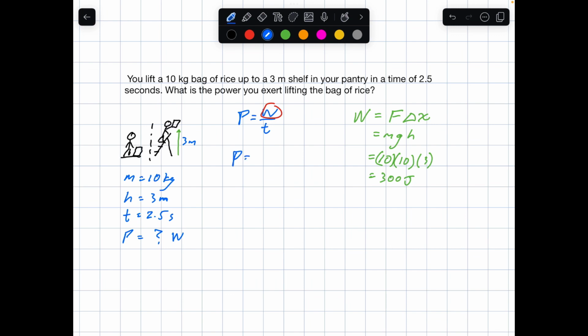So the power equals 300 joules of work. And that is done in a time of 2.5 seconds. Power then is 120 watts. A watt is a joule per second. And that is a basic sample problem for calculating power.